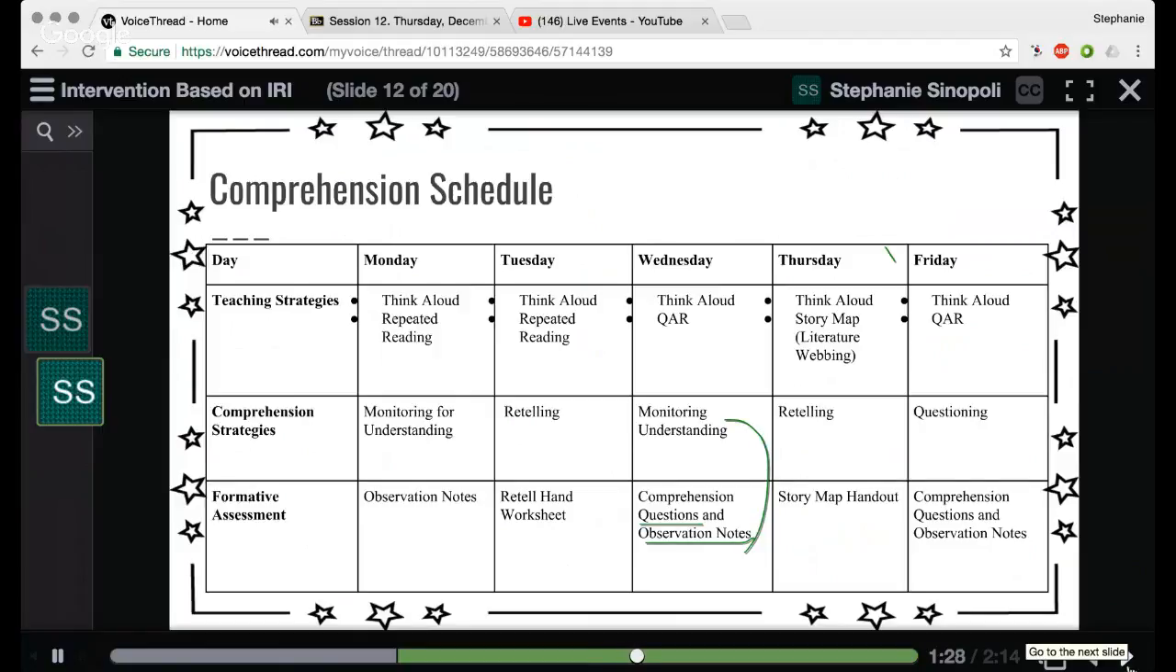The next day, on Thursday, the teaching strategy will be Think Aloud and story map or literature mapping. The comprehension strategy addressed will be retelling, and the student will do this through the story map handout.